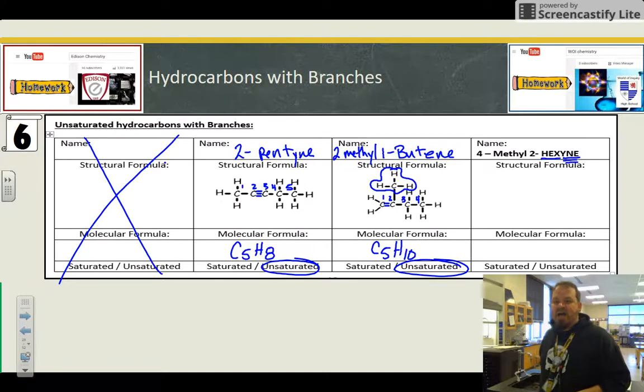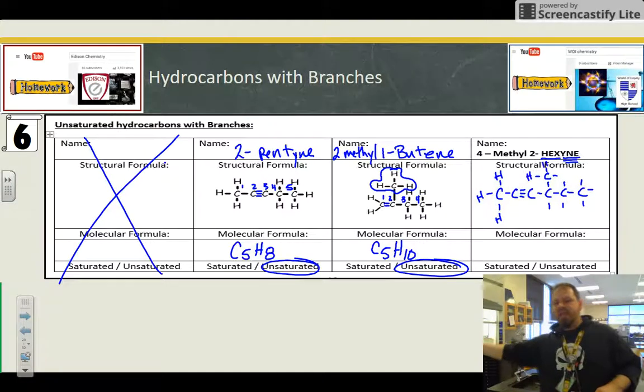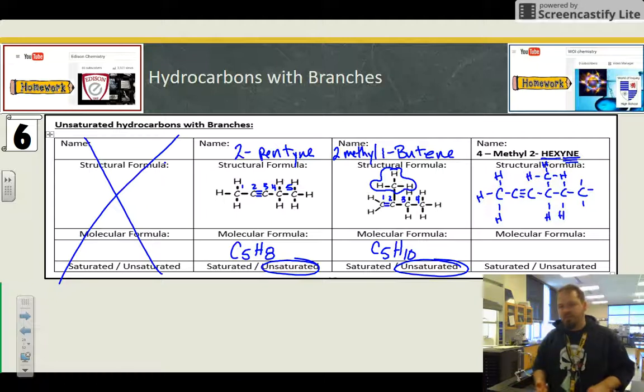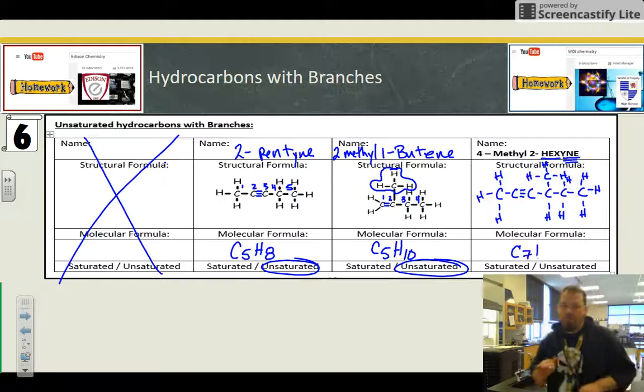4-methyl-2-hexyne. Hex, 6 carbons. Yne tells me there's a triple bond. The 2 in front tells me it's on the second carbon. See how that works? Now on the 4th carbon, we have a 1 carbon side chain. And this is a good example of what we talked about earlier, where the triple bond trumps as far as the naming system goes. Because if I started counting on the right-hand side and went left, this whole thing would look a lot different as far as the naming structure. So that's why we always have the double or triple bond in the parent chain trump as far as the numbering system goes. And because there's a triple bond, we are unsaturated.